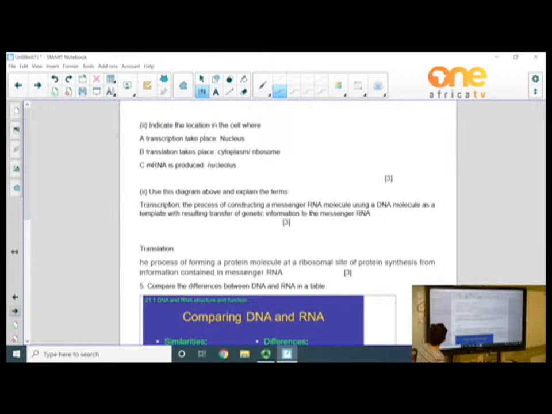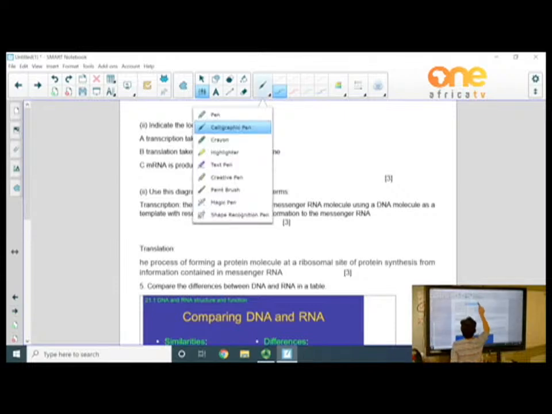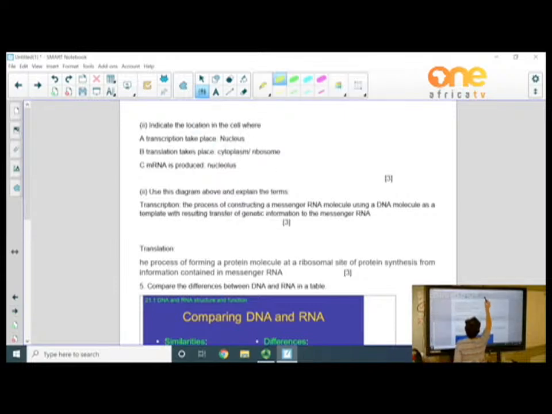Indicate the location in the cell where transcription is. Transcription is in the nucleus. Translation is in the cytoplasm, or if you say ribosomes, and mRNA is produced, but in the nucleus.